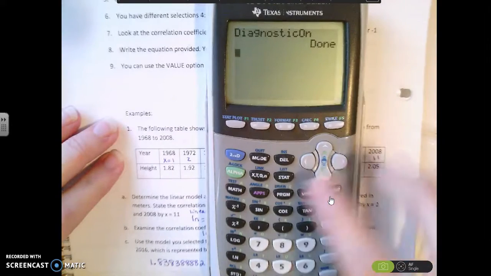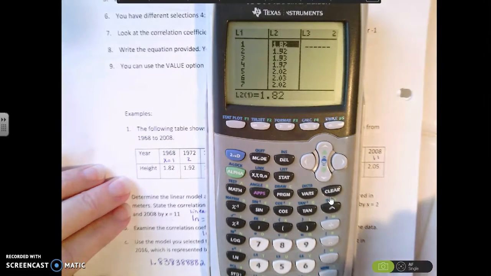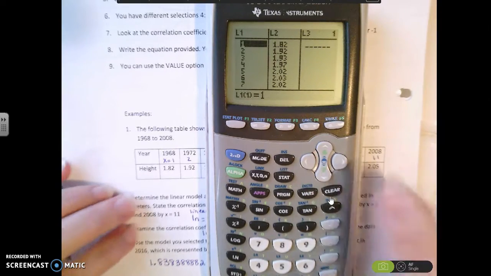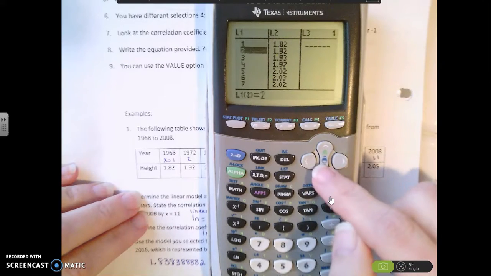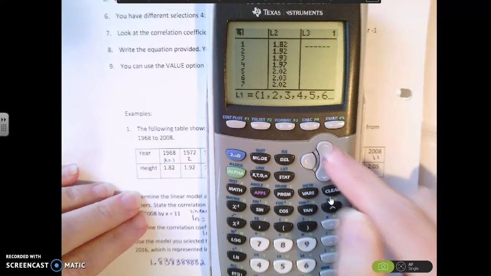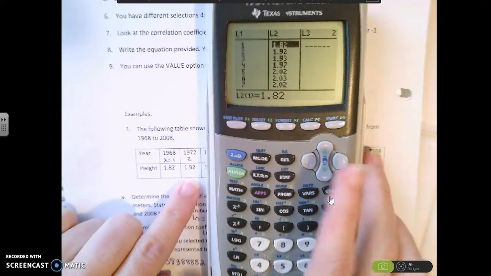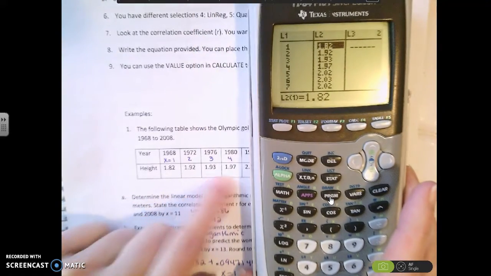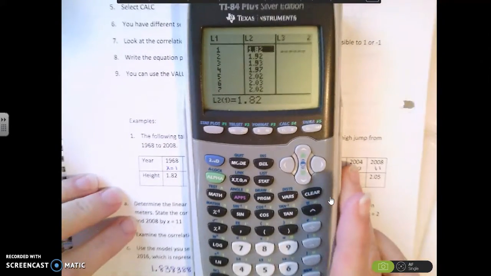Okay, so now I'm going to go back to stat. I'm going to go to edit, and I'm going to put in the data that you see in this chart. So my first list is going to go from 1 to 11. Okay, and my second list is going to be the y values in this list, which are going to be the 1.82, 1.92, 1.93, 1.97. You see how I wrote all those in there. So I have my two lists in my calculator.